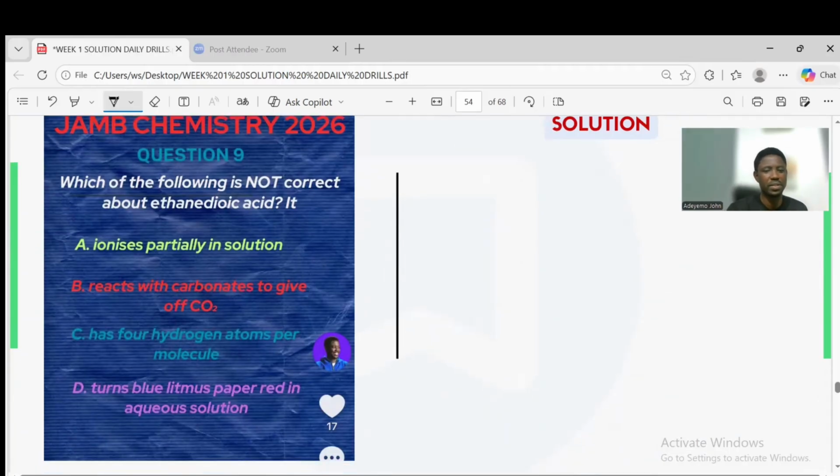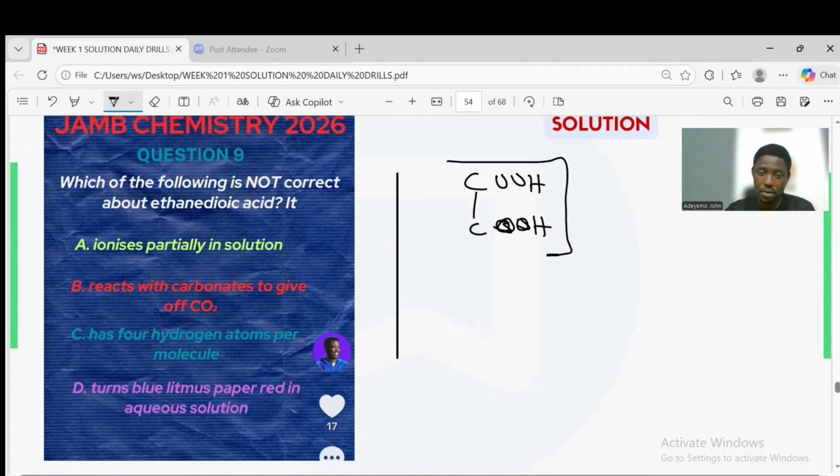Question 9. Which of the following is not correct about ethane dioic acid? It's better to write ethane dioic acid first. Right, that is what I've told you. Whenever they say which of the following is not correct, don't go into the options. They will get you confused. Write the compound out and look at it, and that's where they ask the question from.